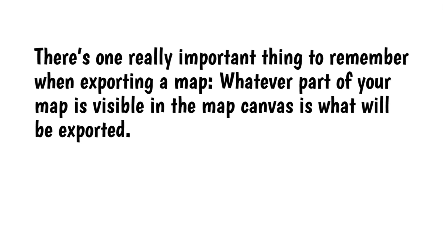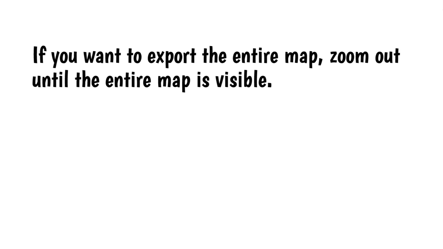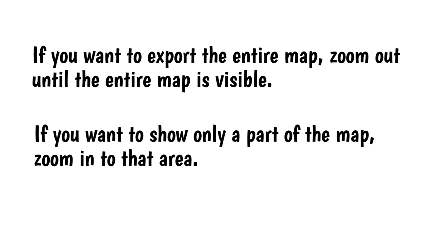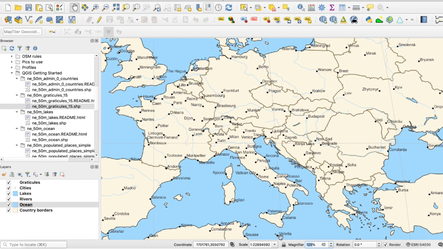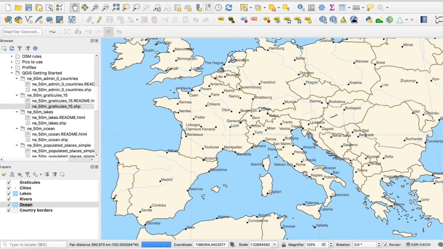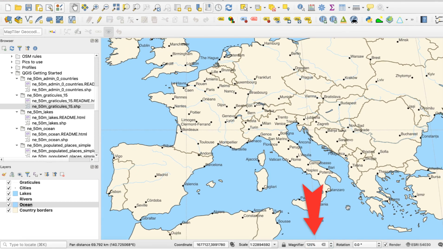There's one really important thing to remember when exporting a map. Whatever part of your map is visible in the map canvas is what will be exported. If you want to export the entire map, zoom out until the entire map is visible. If you want to show only a part of the map, zoom into that area. Here I've zoomed into Europe. You can use the magnifier setting to fine-tune the view. The map canvas now shows everything I want to include, so I'm ready to export it.